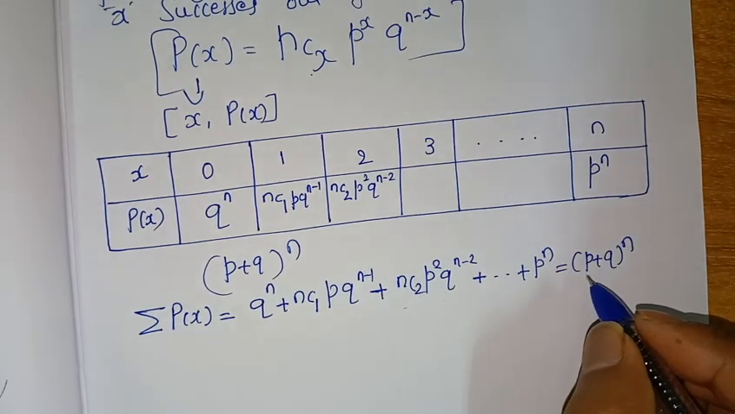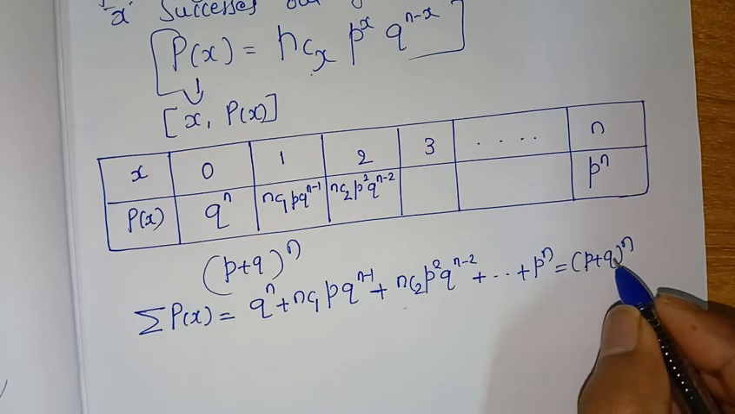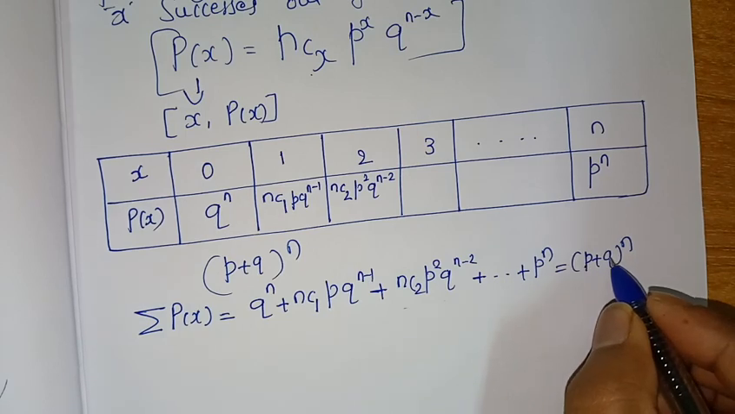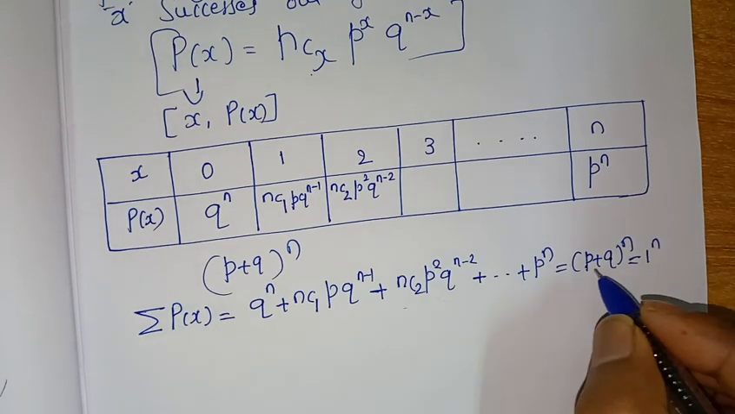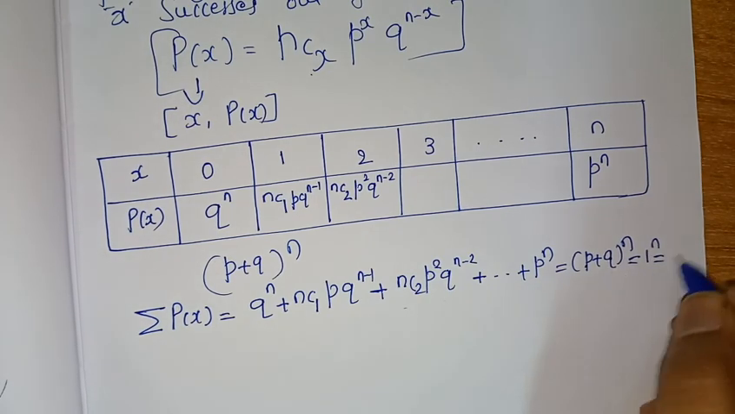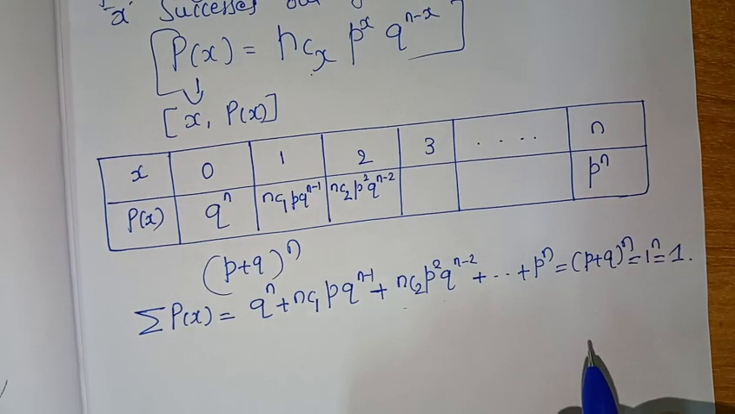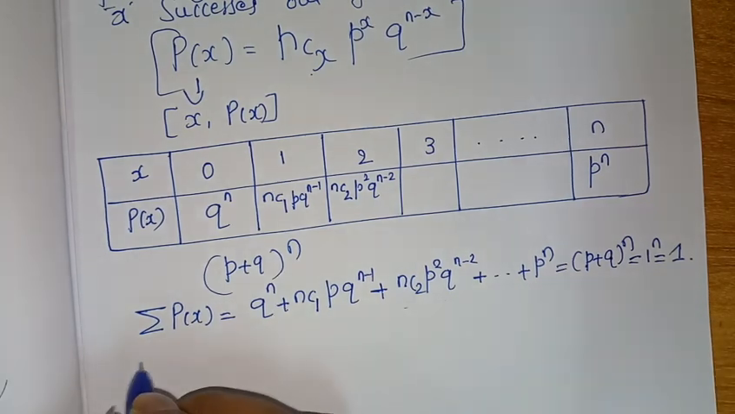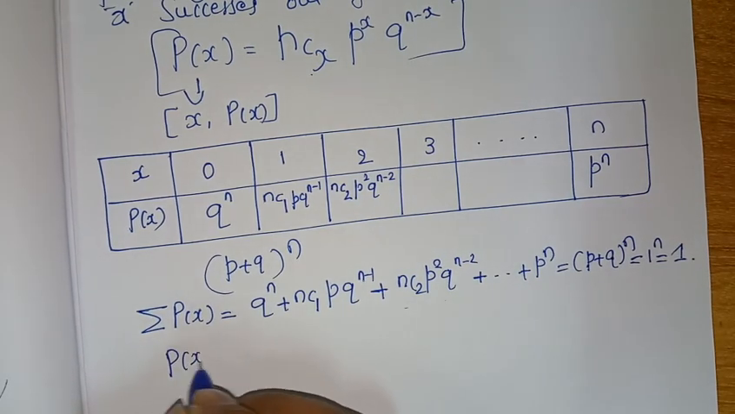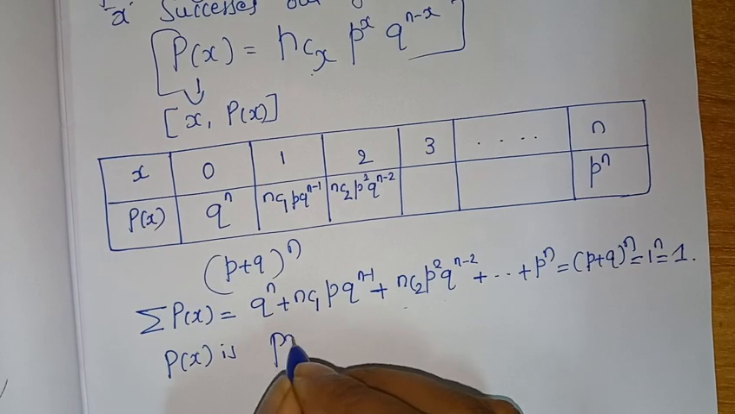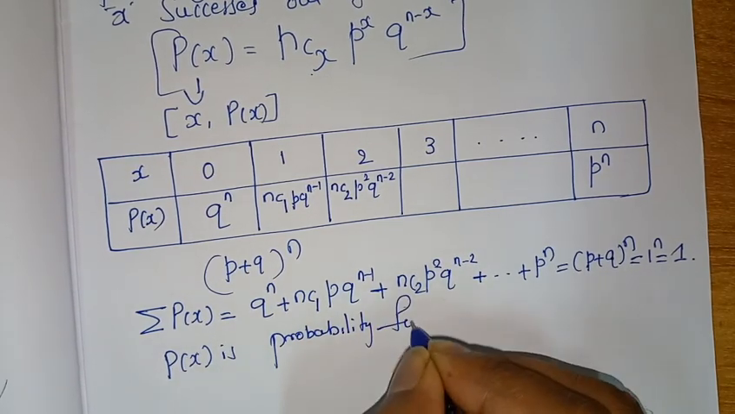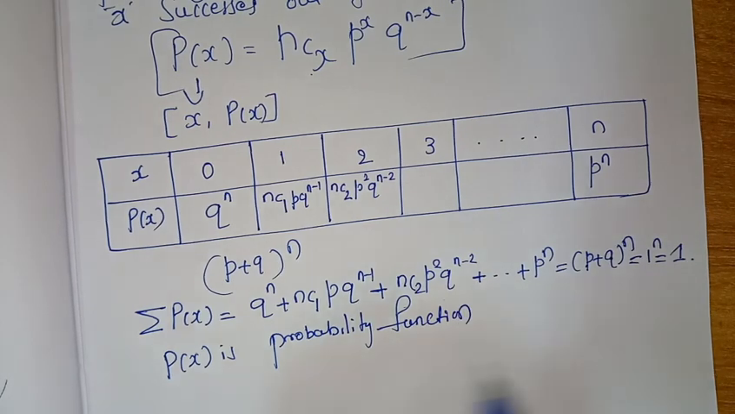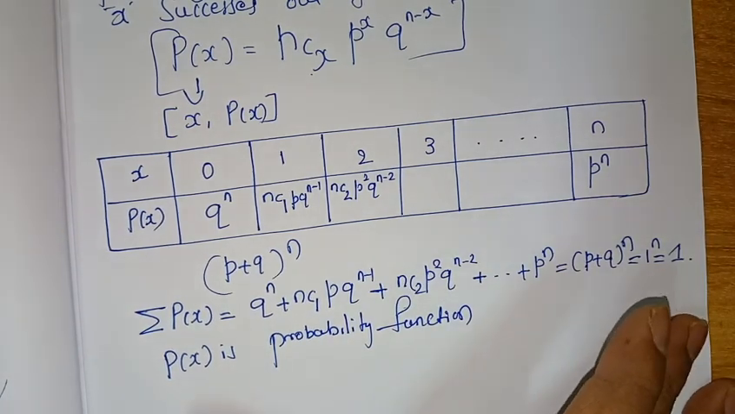We know the probability of success and probability of failure together is 1. Therefore it is 1 power n. p plus q is 1, so 1 power n is 1. Hence we can conclude that P of x is a probability function. I hope you understood this.